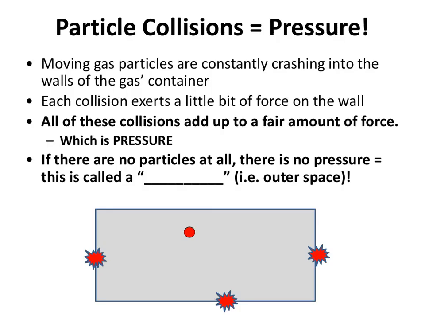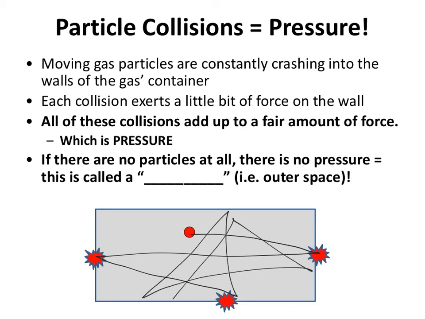With a moving particle, gases are moving constantly, and this particle is going to be moving around, crashing into the wall, bouncing around as it hits. Each collision is going to exert a little bit of force. As these collisions keep going, they're going to add up to a fair amount of force, and that's what pressure is. As they're colliding with the wall and applying that force to the wall, they're exerting pressure.